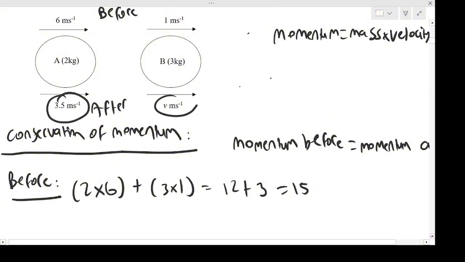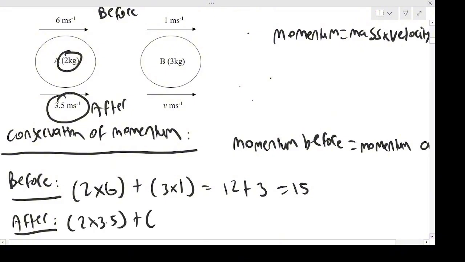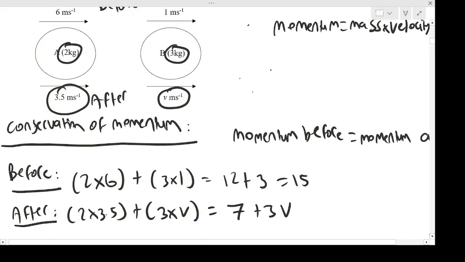Then we're going to look at the velocities afterwards. So again, A has mass 2 and afterwards the velocity is 3.5, so it's 2 times 3.5, mass times velocity. Then for B, the mass is 3 and the velocity is v, so it's 3 lots of v. So if I simplify this, I'm going to get 7 add 3 lots of v. I can't simplify that anymore, but there we are. So hopefully happy with all the momentums and what I've done there.